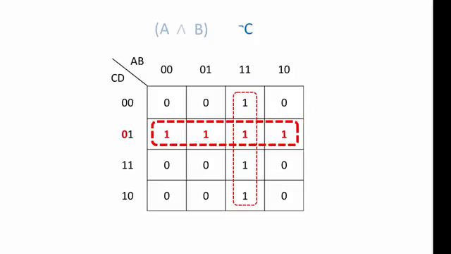The horizontal group, on the other hand, always corresponds to a value of 0 for input C, so this group represents not C. These ones also correspond to an input value of 1 for D, so this group also corresponds to D, so we have not C and D. The two groups are related by the OR operator, so here's our final expression.